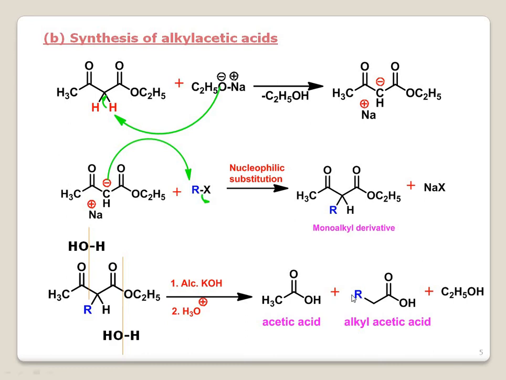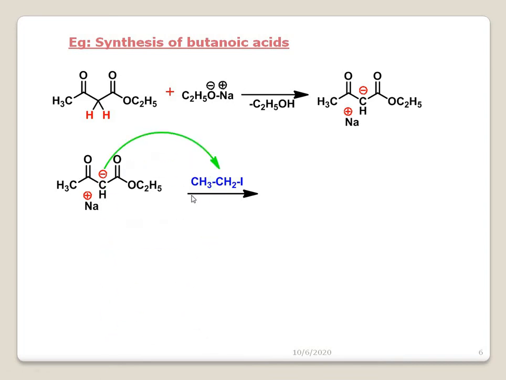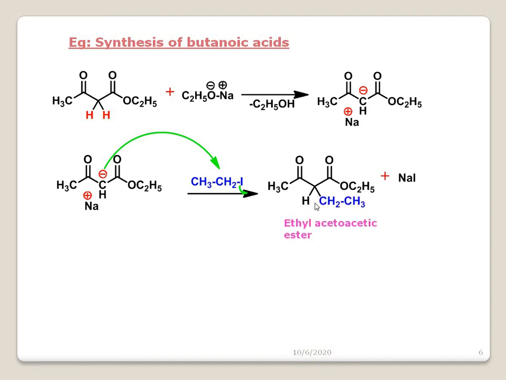Let me show you how this is done, an example of butanoic acid. First and foremost you have to generate the enolate from the acetic ester using sodium ethoxide. Then since we need butanoic acid, we will be getting only 2 carbons here, so 2 more are required. So you are taking an alkyl halide with 2 carbons. Nucleophilic substitution at the CH2 position, and NaI will be eliminated. You will be getting the ethyl acetic ester like this.